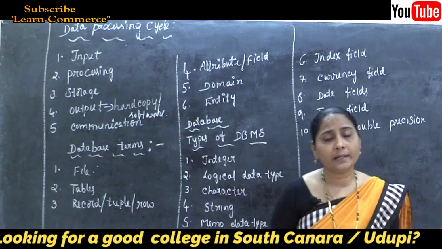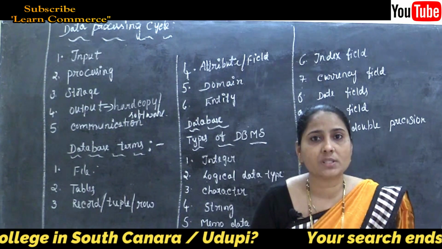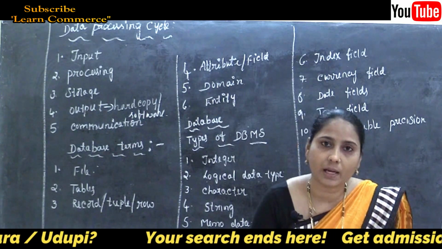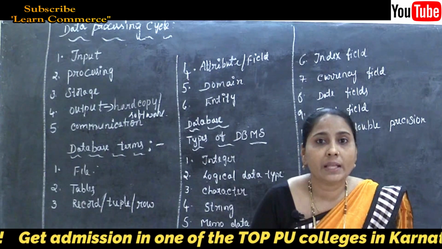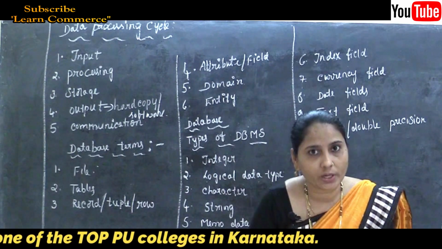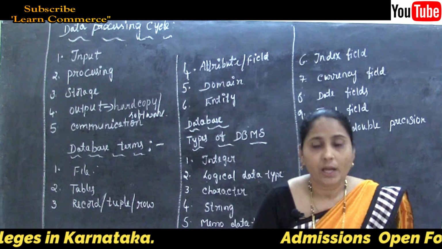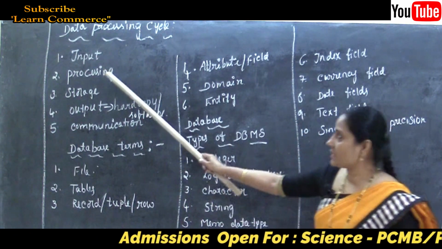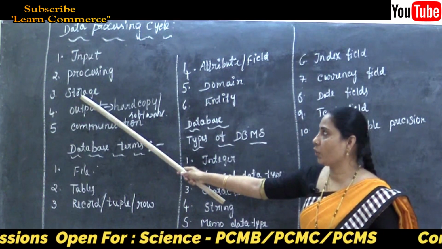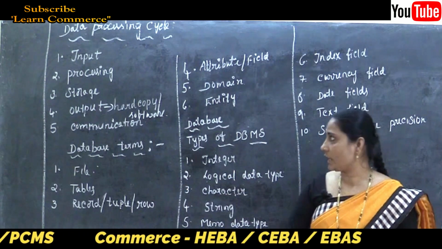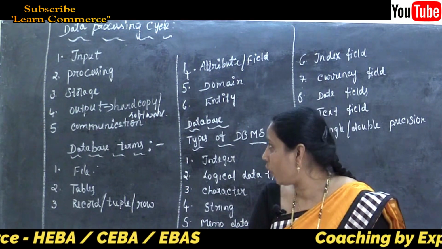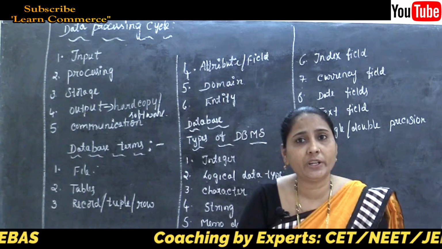Now we know that in our data processing cycle there are totally 5 steps, and we have already completed these 5 steps. The first one is input, the second is processing, the third is storage, the fourth is output, and the last concept is the communication.